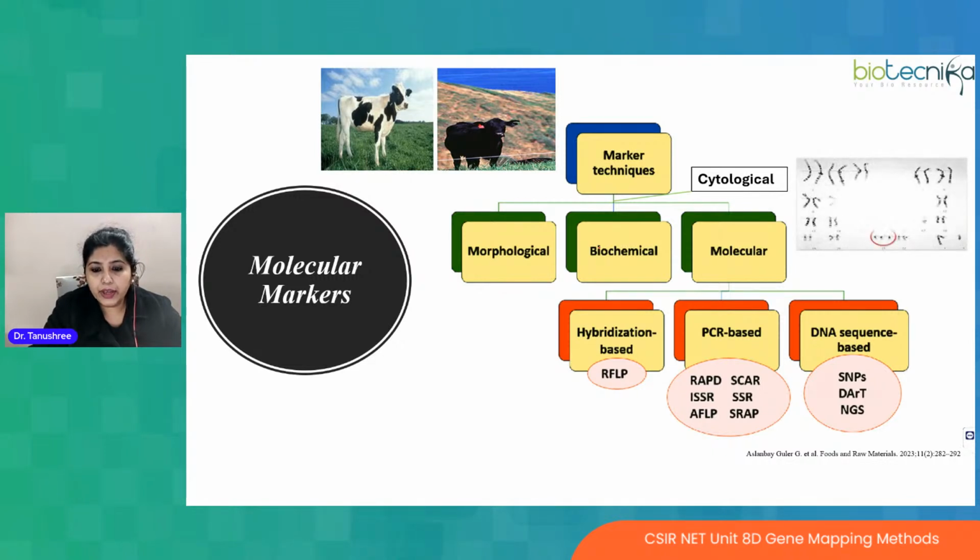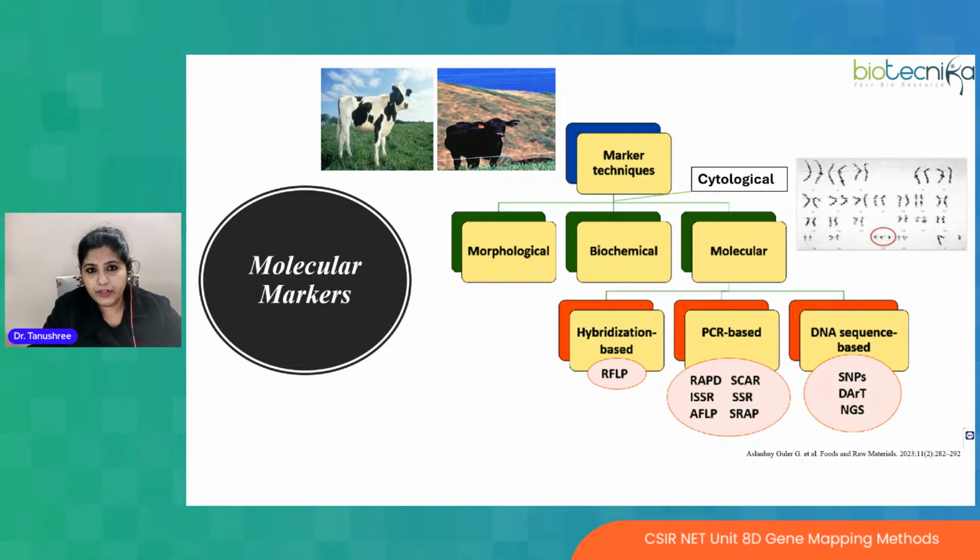Then we have biochemical markers, and also cytological markers, where you can identify the variation in an organism based on changes in chromosome number and the structure, the shape, the structure basically.